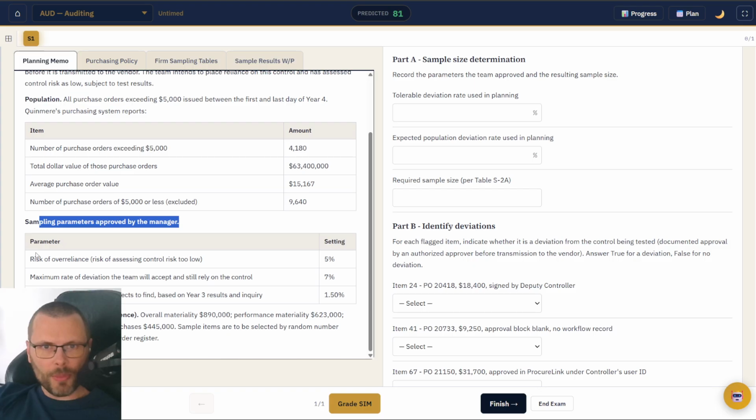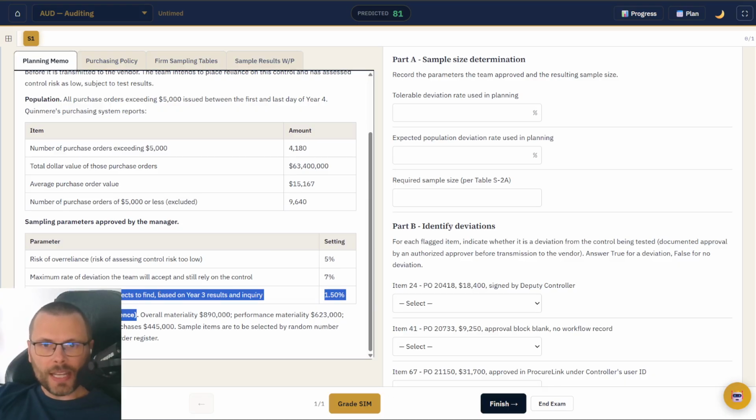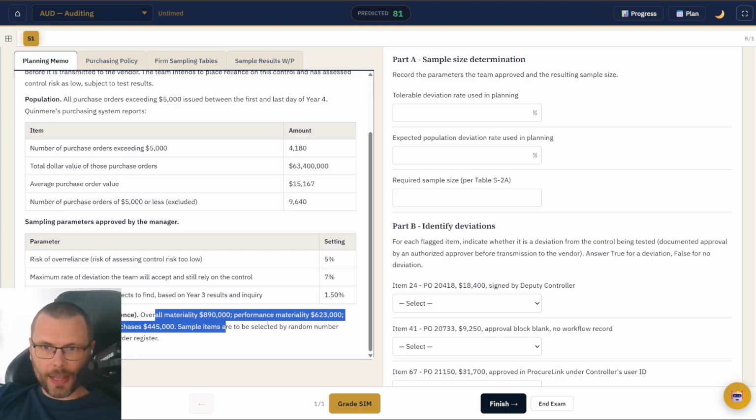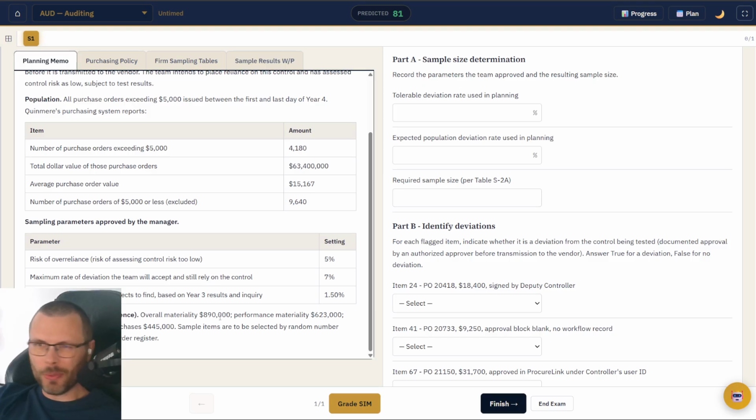So sampling parameters, we've got a risk of over-reliance of 5%. We've got a maximum rate of deviation the team will accept while still relying on the control of 7%. That's your tolerable rate, 7%. That's always an important number in questions like this. Rate of deviation the team expects to find, 1.5%. Okay. Other planning data, overall materiality, 890,623. We might not need that.